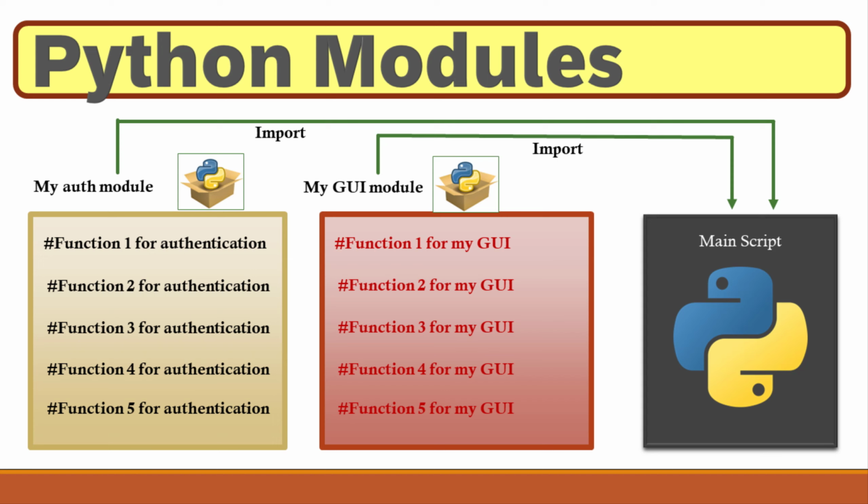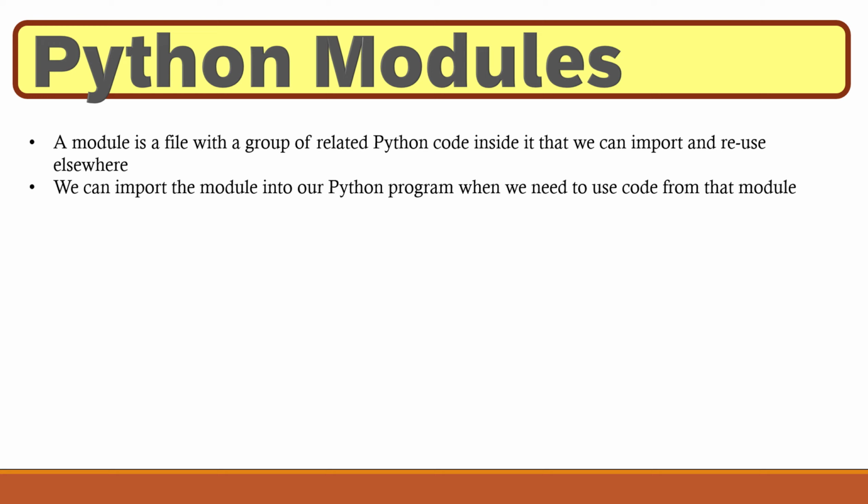Let's go over these bullet points before we have a look at modules in a live demonstration. In its most simplistic terms, a module is a file with a group of related Python code inside it that we can import and use elsewhere. We use these modules to organize and group our code into separate files, and then we import them in our program when we need to use the code within the modules. For example, rather than creating 20 functions in our code, we could separate these functions into separate Python files, which are known as modules, and import them into our main program when we need them.